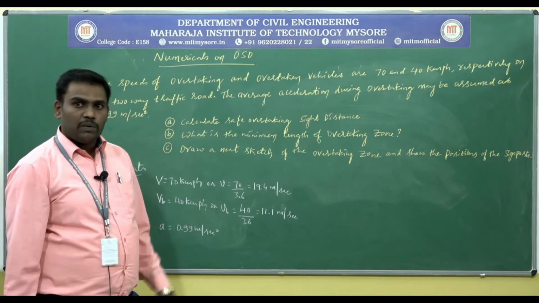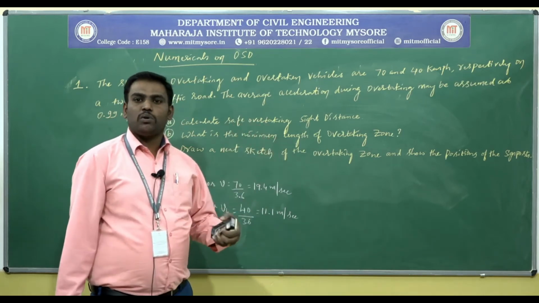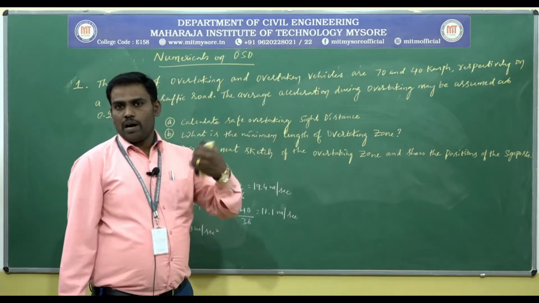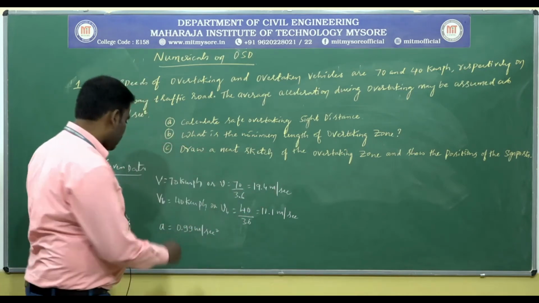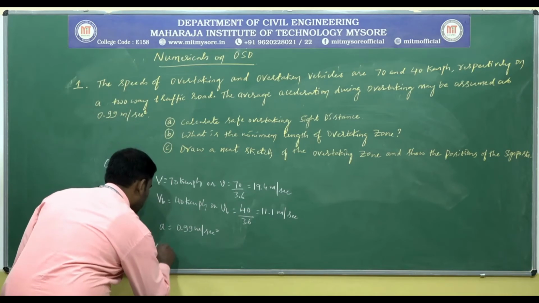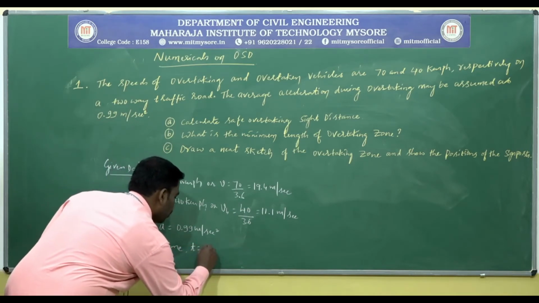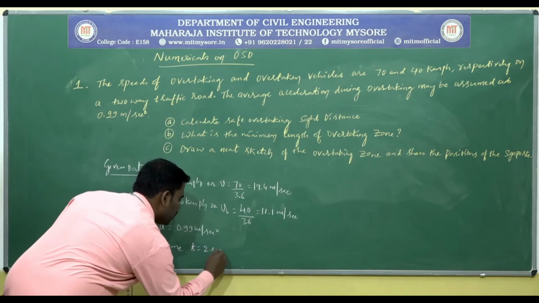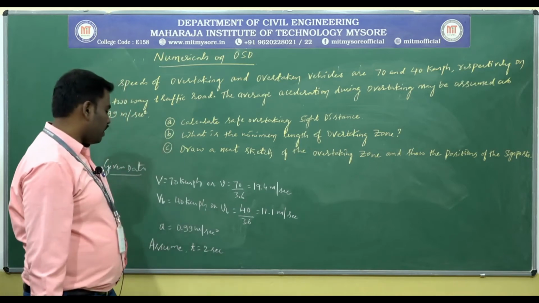That is small t. But we know that the reaction time of the driver for overtaking sight distance is about 2 seconds, and similarly for stopping sight distance, it is 2.5 seconds. So assume t is equal to 2 seconds. That is the reaction time of the driver.